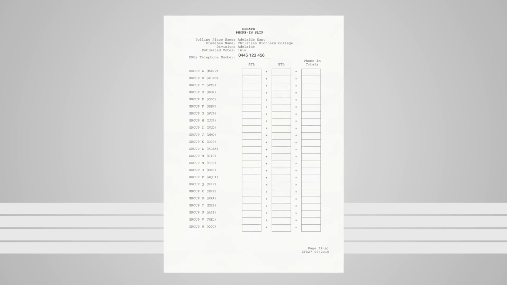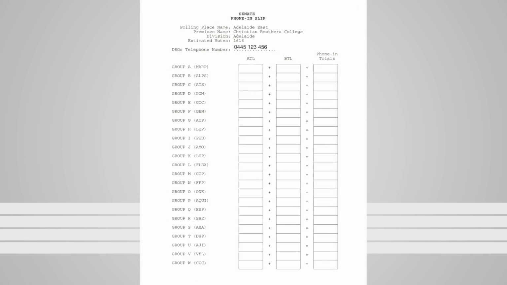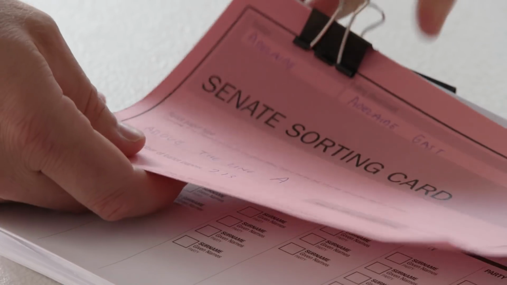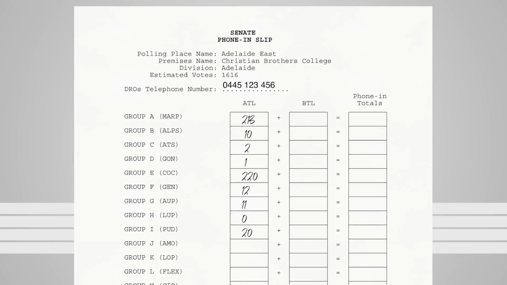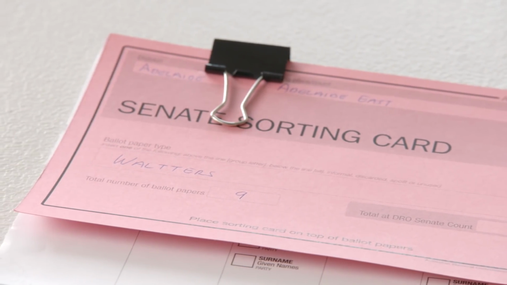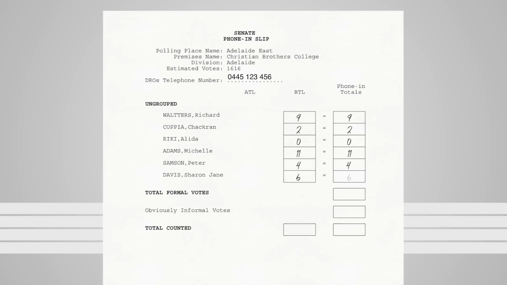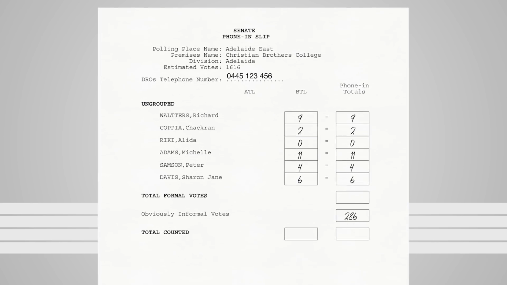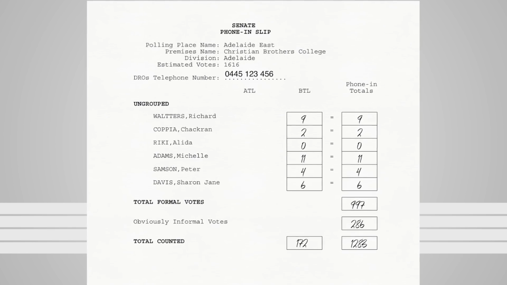The last results form is for the Senate count. The Senate result form can be many pages long depending on the number of candidates in your state or territory. Once the above-the-line votes have been counted, use the figure on the sort cards to complete the number of votes counted for each group. Next, the below-the-line ballot papers are counted and recorded for each group and ungrouped candidates. Finally, the obviously informal ballot papers are counted and recorded. The totals are calculated and these totals are phoned through to the DRO.